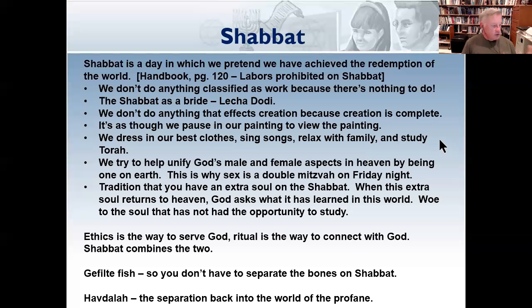Dress in our best clothes, sing songs, relax with the family, study Torah. There's even a mystical tradition of trying to unify God's male and female aspects in heaven by having sex on Friday night. And I'll talk more about that when we get into Kabbalah.